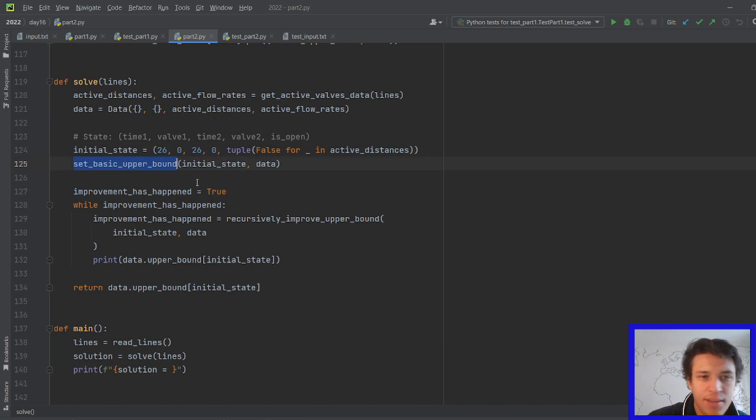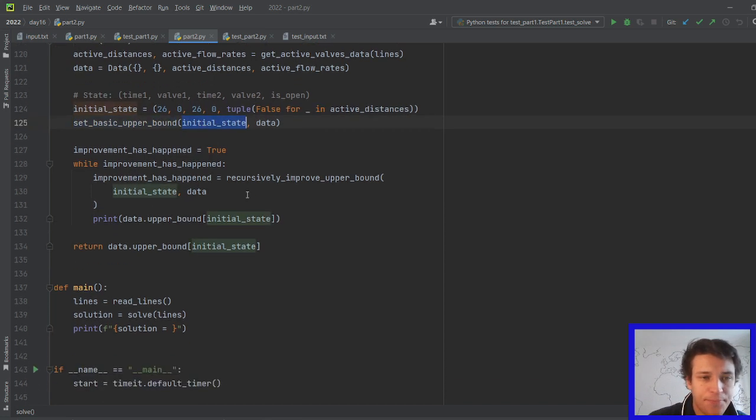And then we set the basic upper bound for this initial state. And then we recursively improve the upper bound for the initial state by again going through all the states corresponding to the first upper bounds and improving them. And we do this as long as improvement happens. And if we cannot improve the upper bound anymore, we know that this upper bound is tight and gives us the solution.